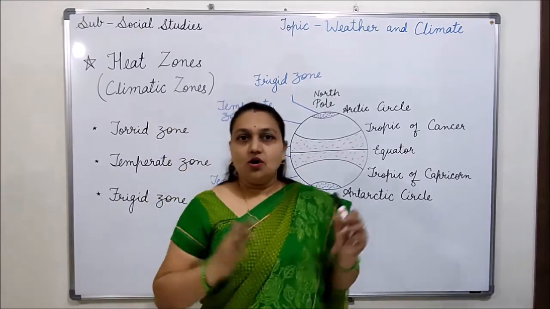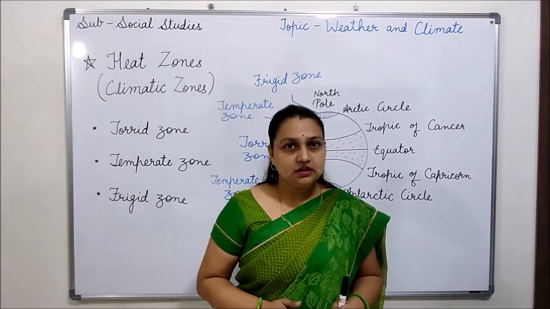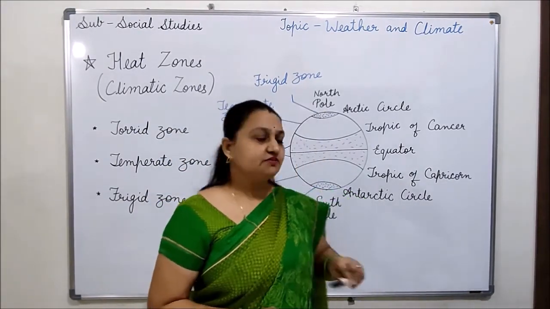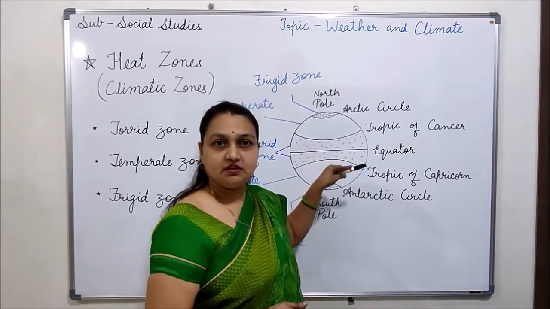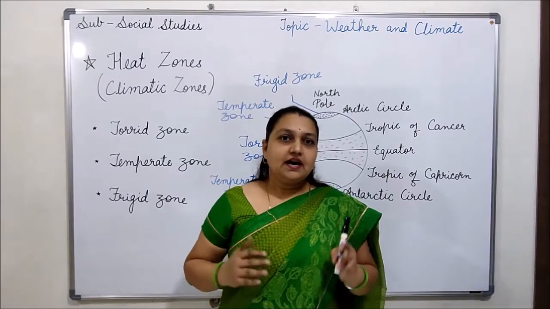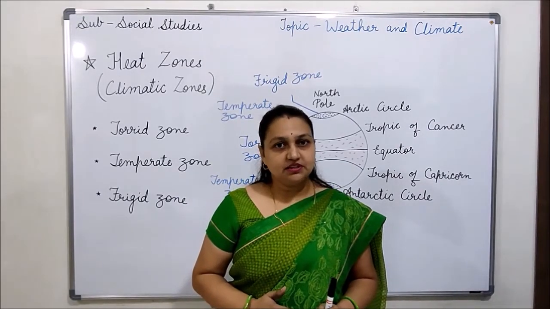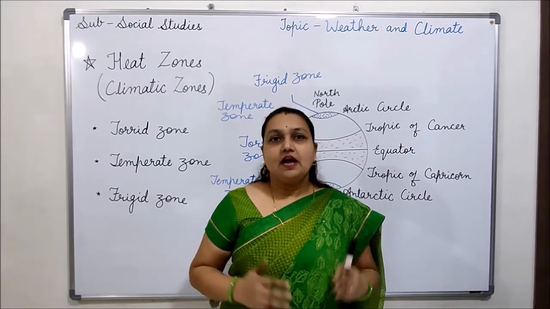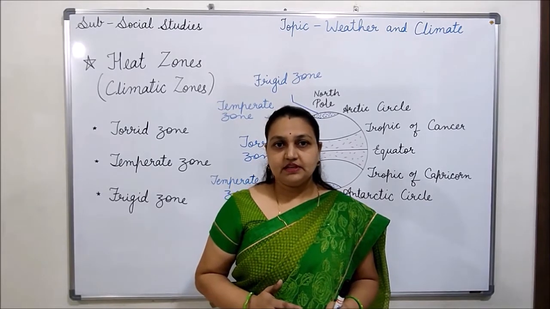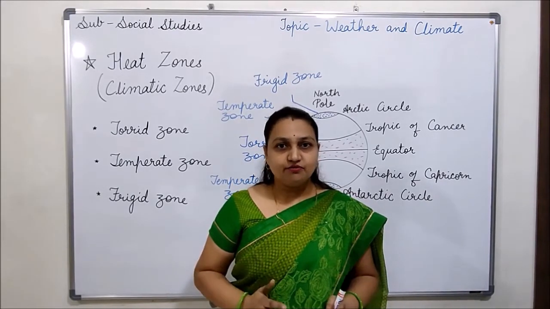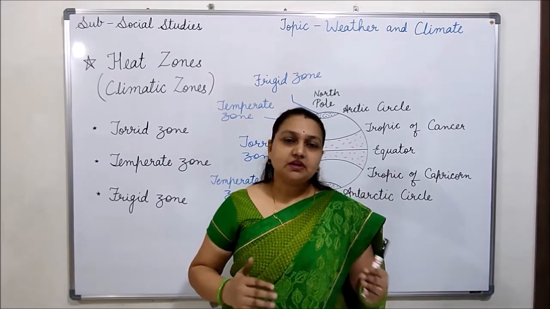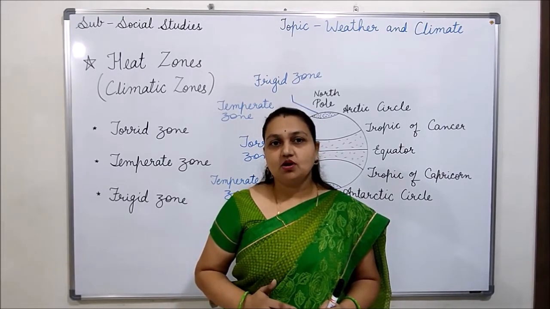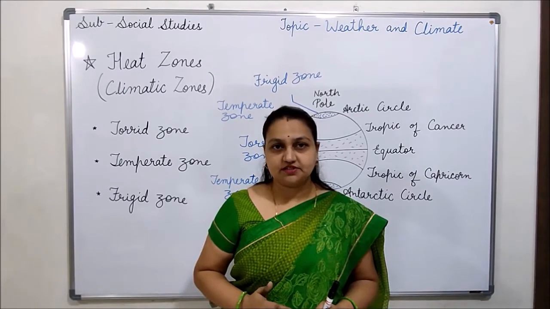It is known as the Torrid Zone. This is the hottest zone on the earth as it receives the direct rays of the sun throughout the year. So it has high temperature throughout the year and it receives heavy rainfall. It has dense forests which are known as the tropical rainforests or the evergreen forests.